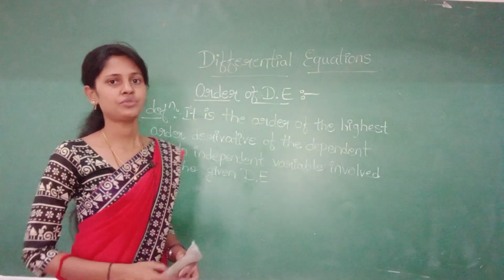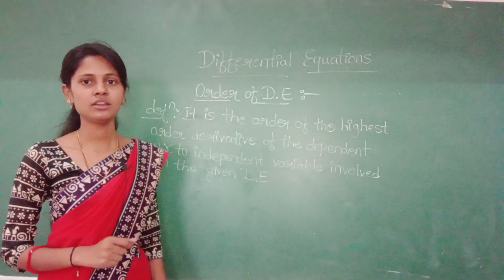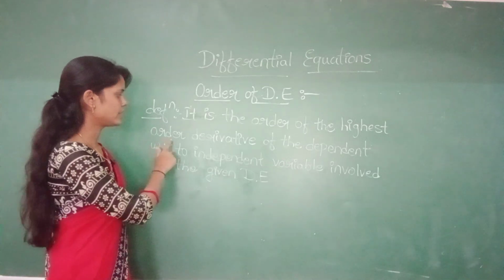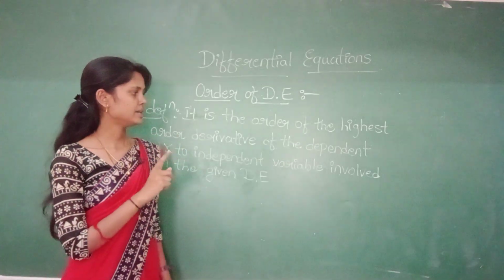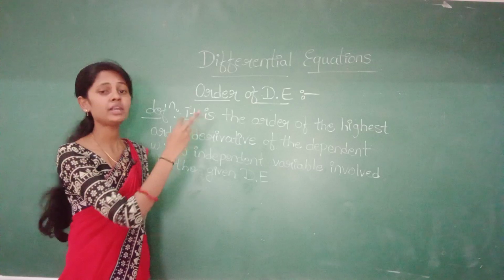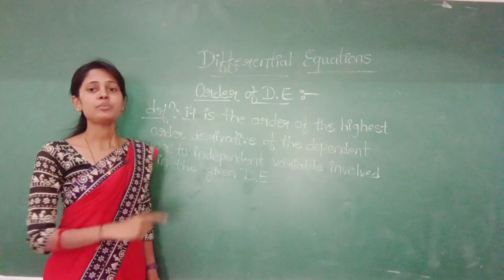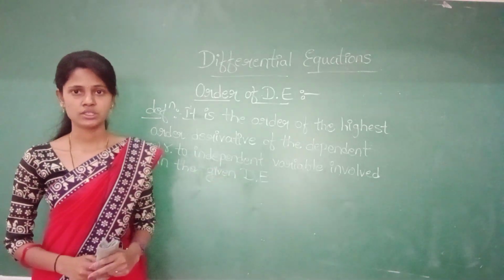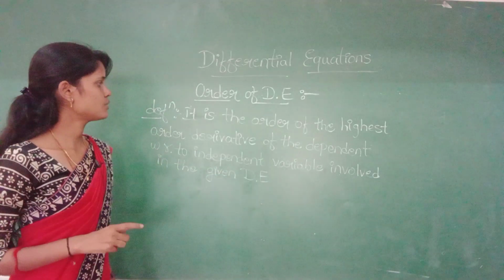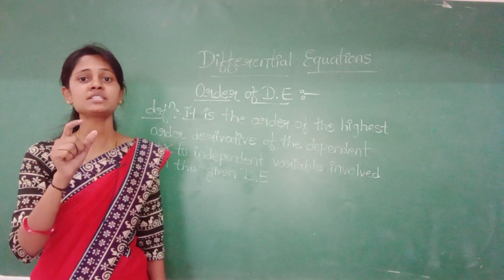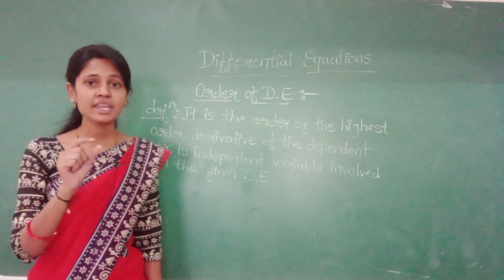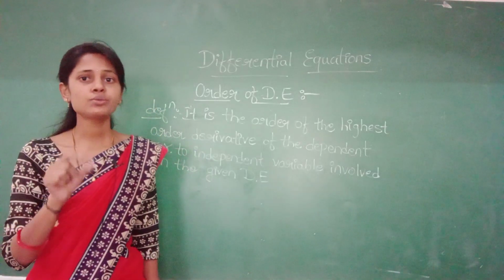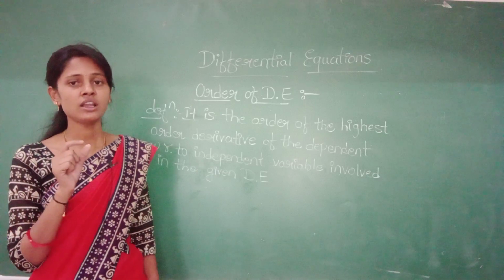Next is the definition for order of the differential equation. It is the order of the highest ordered derivative of the dependent variable with respect to the independent variable involved in the given differential equation. So what is the order of the differential equation? It is the order of the highest derivative. Whatever the highest derivative is in the given differential equation, that is the order of the differential equation.